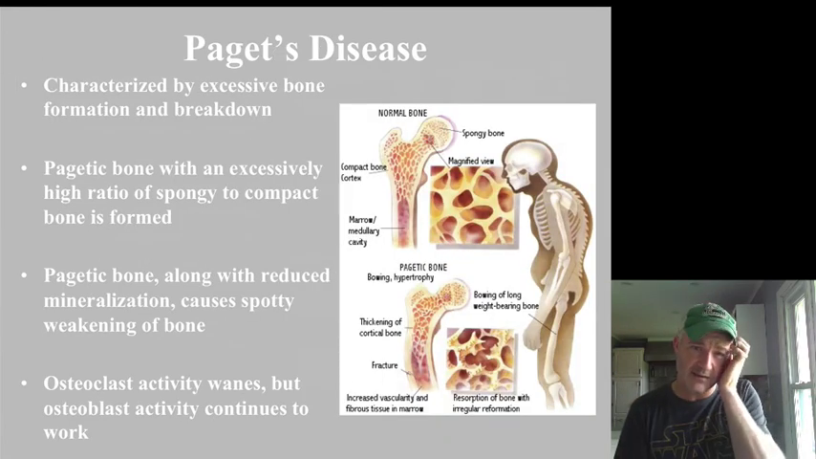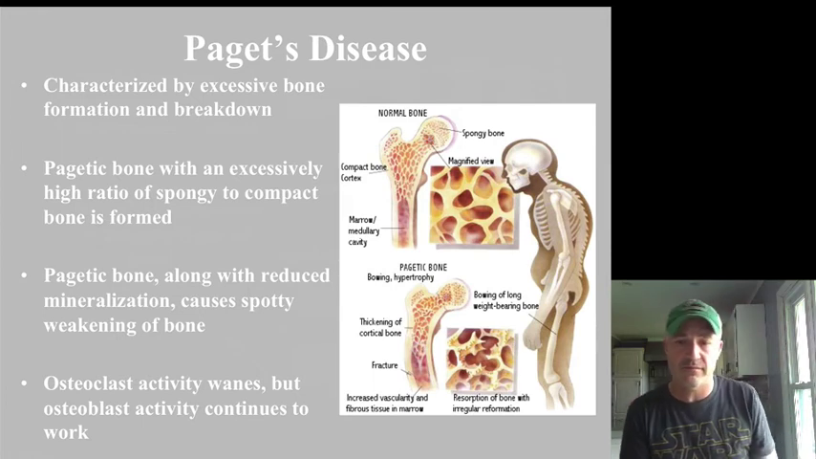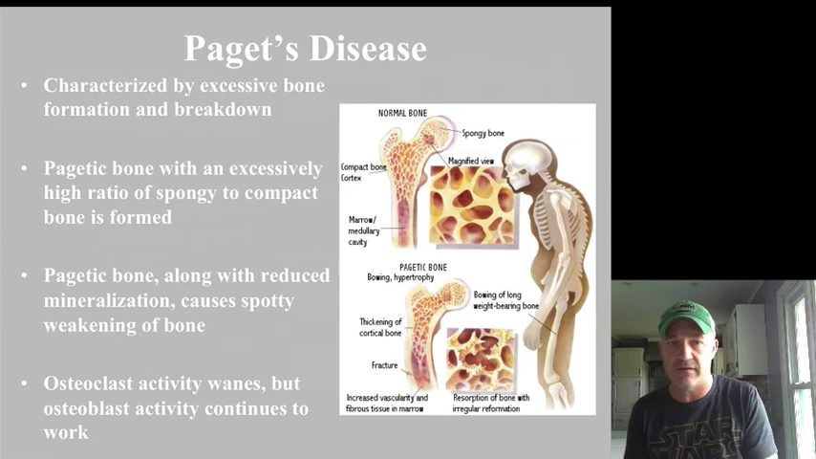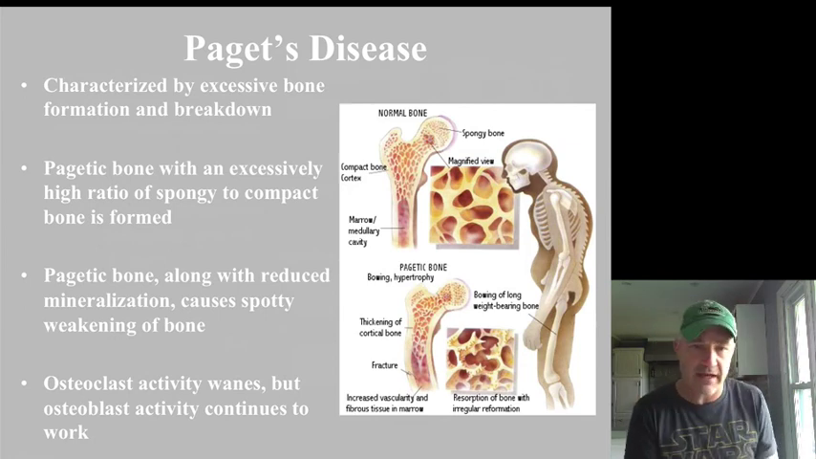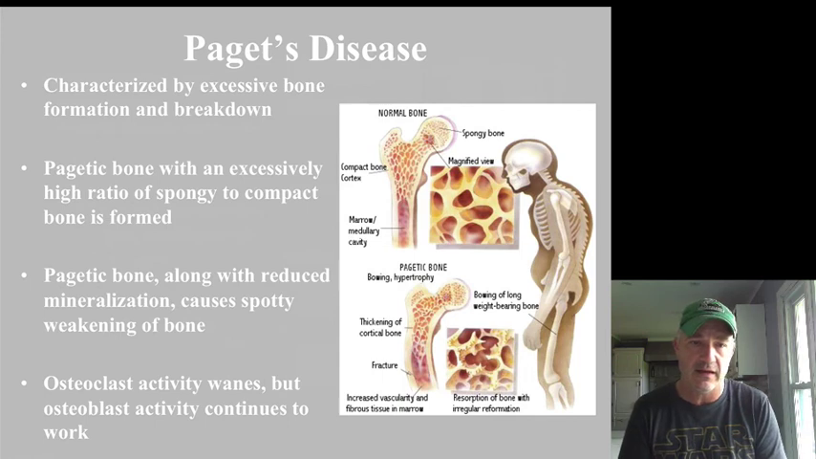Paget's disease is another one here where it's this excessive bone breakdown, reabsorption, put it back, and again can lead to spotty weakenings of the bone because you're continually depositing the bone, reabsorbing it, depositing it, and you get much more spongy bone than you should have and less compact bone, and it leads to decreases in strength.